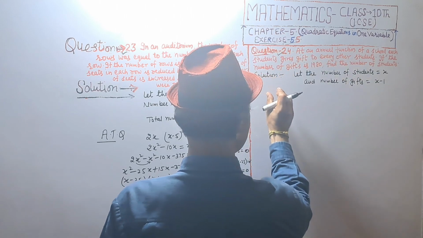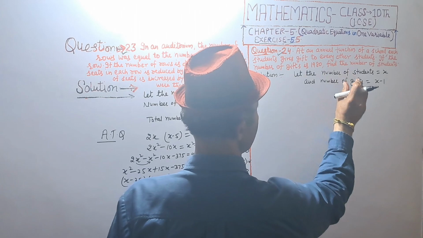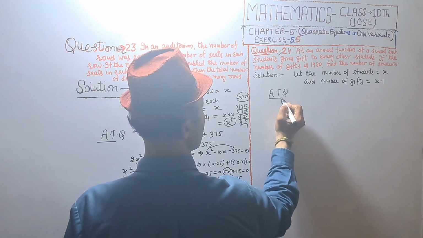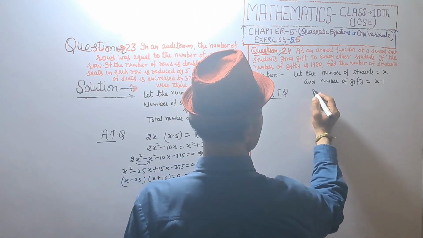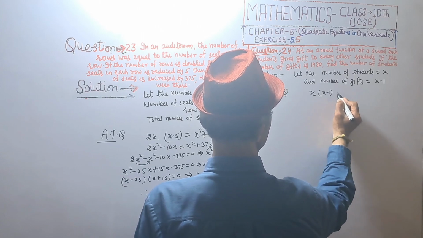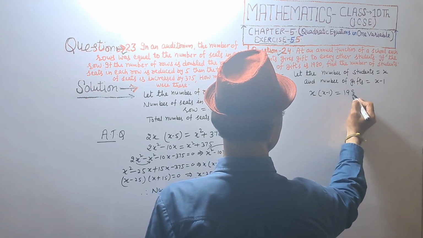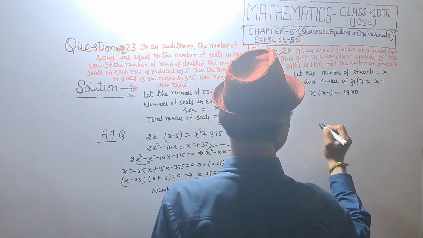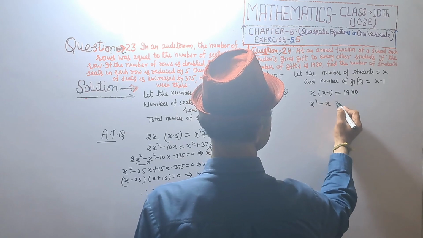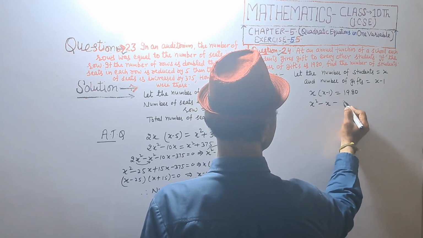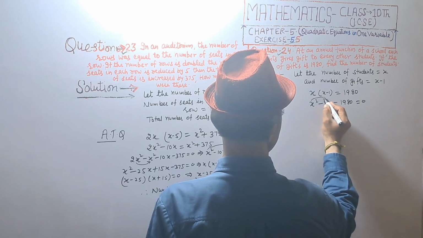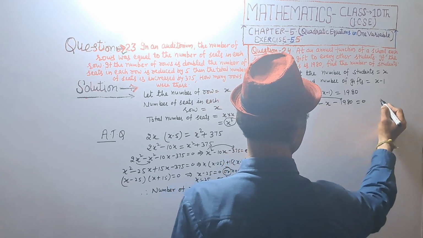If the number of gifts is 1980, according to the question, x into x minus 1 is equal to 1980, and this is a quadratic equation, x square minus x minus 1980 equal to 0, and we are splitting the middle term.